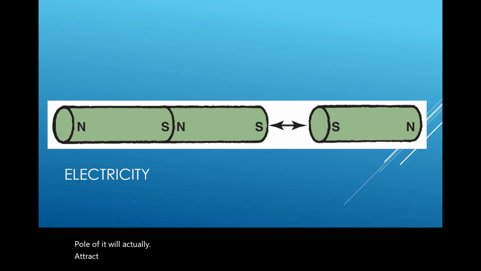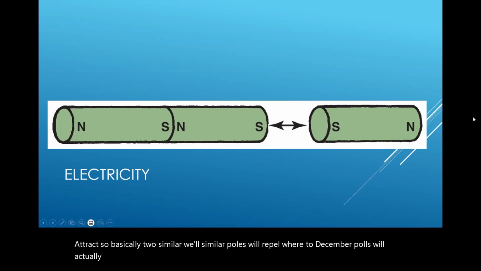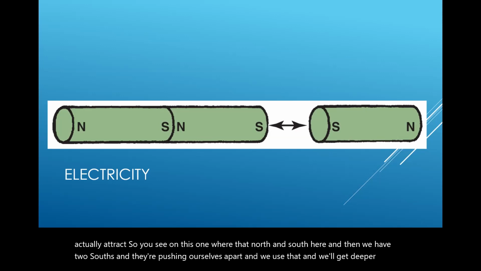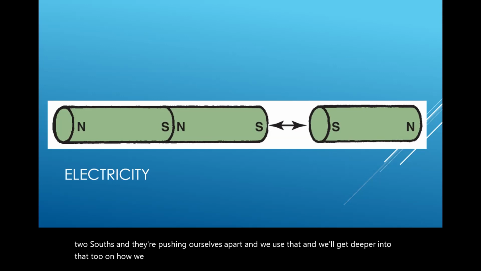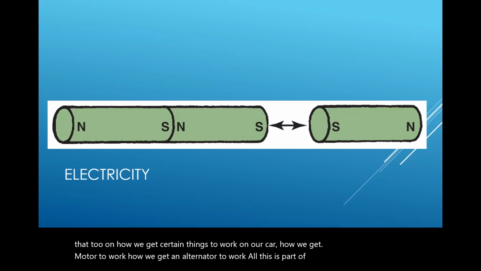So basically, two similar poles will repel, where two dissimilar poles will attract. So you see on this one where the north and south are, and then we have two souths, and they're pushing themselves apart. And we use that, and we'll get deeper into that too, on how we get certain things to work on our car, how we get an electric motor to work, how we get an alternator to work. All this is part of it, okay?